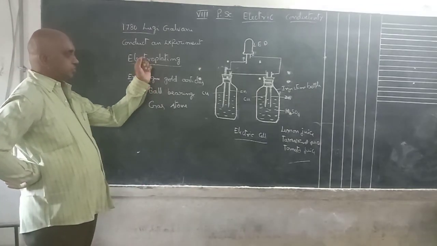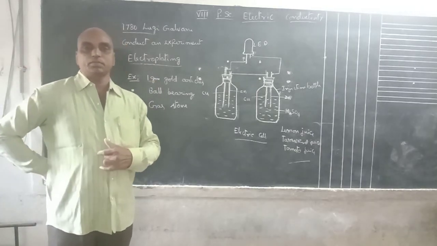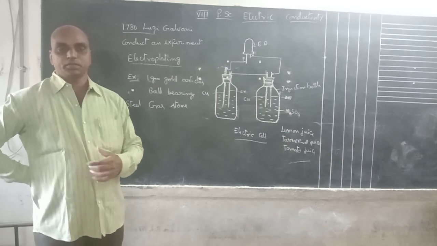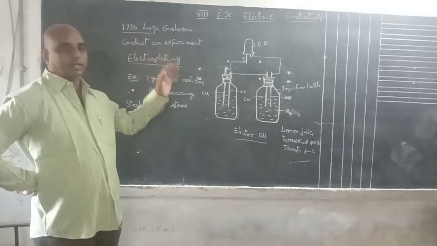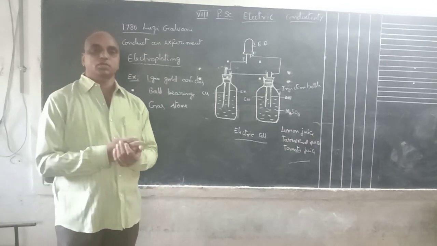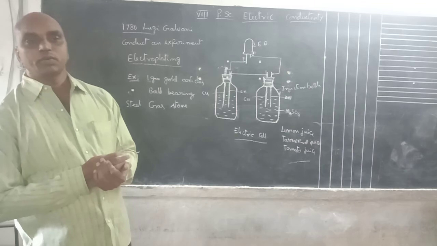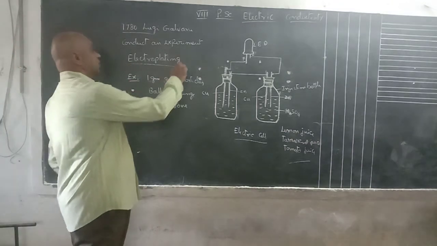Some articles look like silver. That means they are not completely silver. So they are silver coated articles. That means cheap articles are coated with silver. That's why they look like silver. So this process is called electroplating.